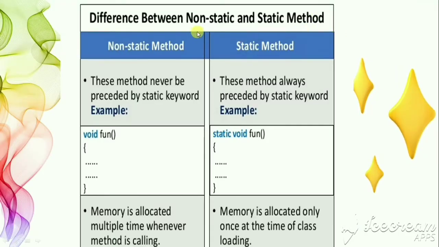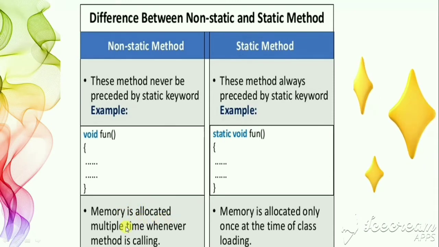Now let's see the difference between non-static and static methods. The first one is that non-static methods are never preceded by the static keyword. The static keyword will not come here when you declare the method, but static methods are always preceded by the static keyword. These types of methods must have the static keyword.